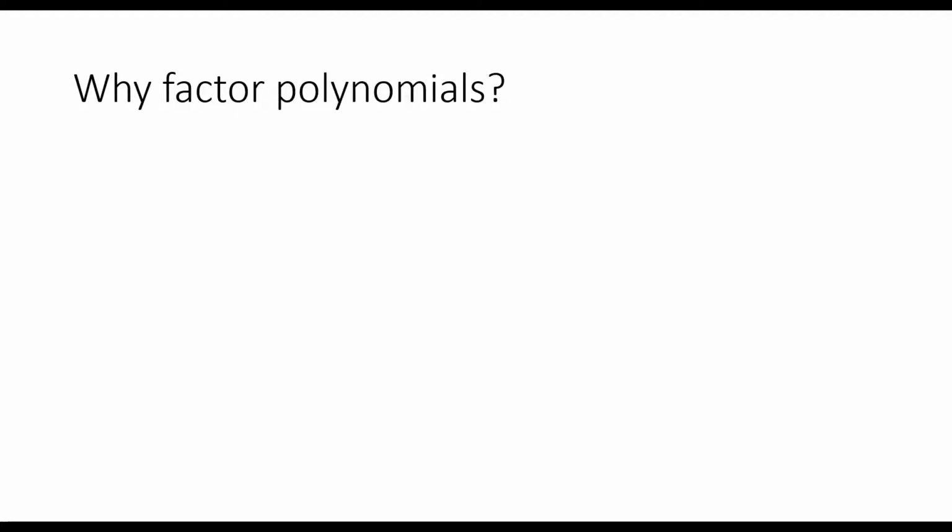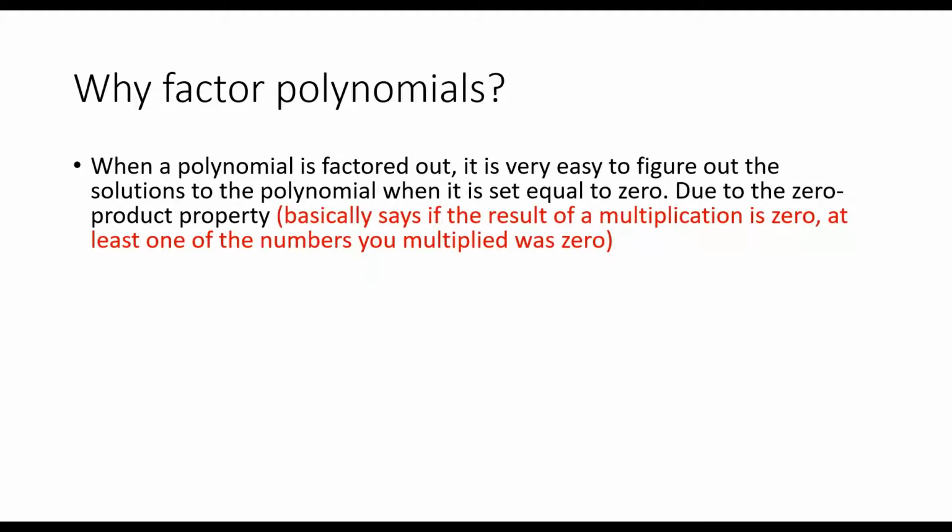Alright. So why do we want to factor out polynomials, or why do we want to know those linear factors? Well, when a polynomial is factored out, it's really easy to figure out what the solutions to the polynomial are whenever it equals 0. This is due to the zero product property, which basically says that if the result of something you multiplied is equal to 0, at least one of the numbers that you multiplied has to be equal to 0. So let me put up an example up here in the corner.